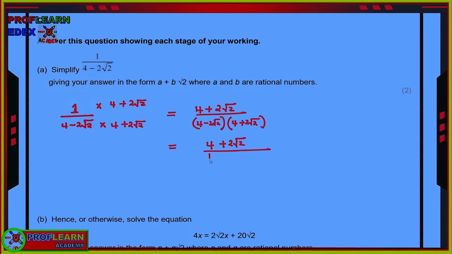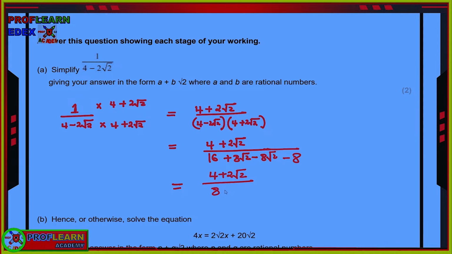Now denominator, 4 times 4 will give us 16. Then we have 4 times 2 root 2 will give us 8 root 2. Then minus 2 root 2 times 4 will be minus 8 root 2, right? And then minus 2 root 2 times positive 2 root 2, this is going to give us 2 times 2 will give us 4, and root 2 times root 2 will give us 2. Then it will be giving us minus 8 at this point. So the middle terms basically cancel out, and then we are going to have our expression reducing to 16 minus 8, which is 8.